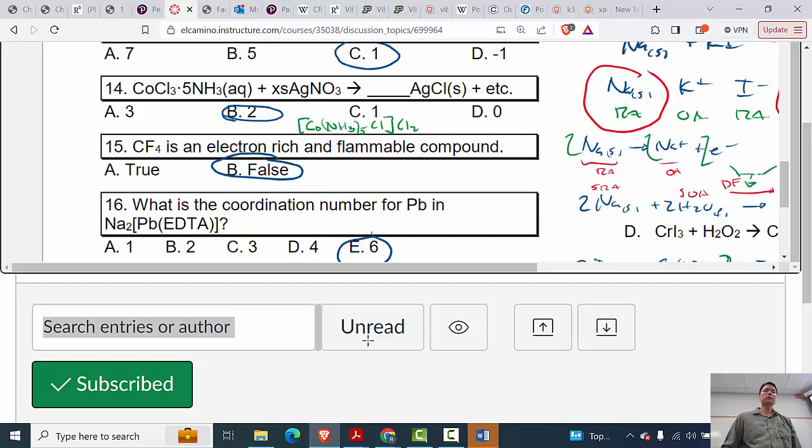15. CF4 is an electron-rich and flammable compound. Can you burn CF4? No, I mean, CF4 has no electrons to give up. Fluorine certainly doesn't want to. And then carbon is in what oxidation state here? +4. It's +4 oxidation. You can't go any farther. It's already lost all the electrons it can lose. In fact, CF4 used to be thought of as an inert chemical. Most of these fluorocarbons like Teflon and whatever else, those are thought to be inert.